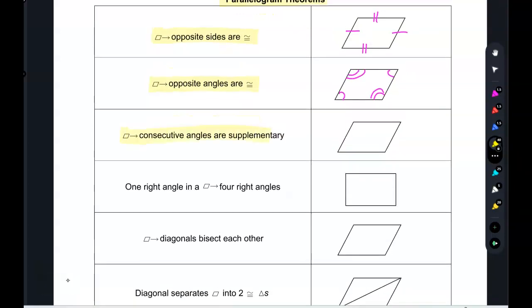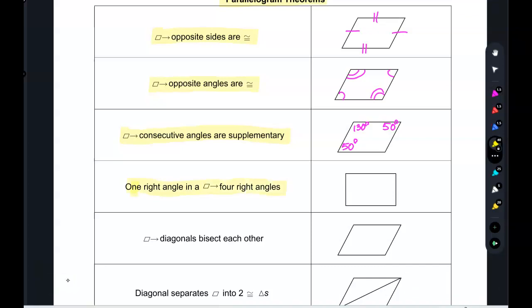All right, next one. Consecutive angles are supplementary. What's that mean? What does supplementary mean? They have to add up to 180. So let's say this is 130 degrees. This has to be 50, and this one also has to be 50. And then obviously this one has to be 130, because these also have to be supplementary. Good.